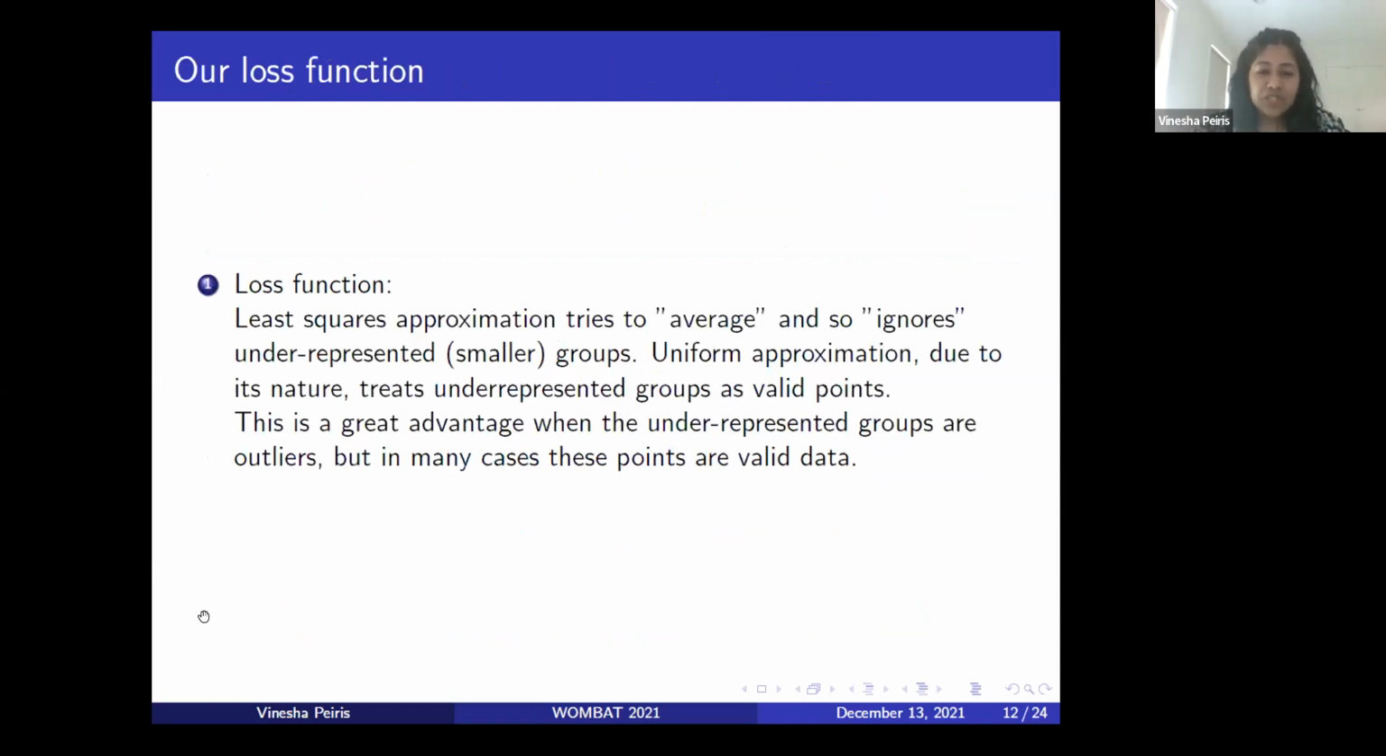Now, least squares approximation actually tries to take the average. So it actually ignores these smaller groups, treating them as outliers. But uniform approximation will actually take these underrepresented groups as valid points. So in many cases, these outliers are actually not really outliers. They are valid points. They belong to underrepresented classes. So uniform approximation actually makes sure that we are considering these underrepresented classes as valid points.